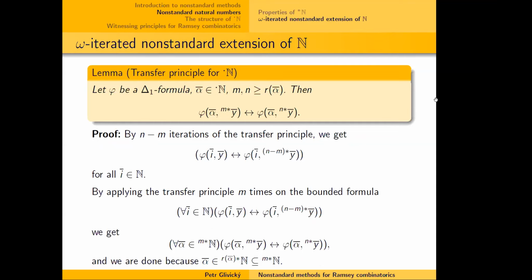Okay, and now we get some generalizations of the basic principles which I mentioned before. The most important of them, again, is the transfer principle for dot of n, which again talks about delta 1 formulas and says that whenever we have some tuple alphas in dot of n, then we can arbitrarily add or remove stars in parameters in the formula phi and stay equivalent as long as the number of stars on both sides is at least the rank of alpha. So this is quite important, that we cannot take fewer stars than the rank of alpha, than the stage where the alpha appears. But whenever we have at least the same number of stars as the rank of alpha, we can choose it arbitrarily and stay equivalent for delta 1 formulas.